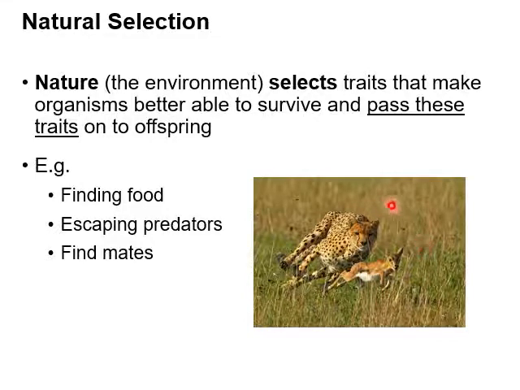And then traits that allow one to find mates are very important too, because even if this cheetah is doing a really good job of eating this impala, if this cheetah is not very desirable to other cheetahs in a sexual, romantic way, then this cheetah is not going to pass its traits onto its offspring, because it's not going to have any offspring, because no other cheetahs are willing to have sex with it. So finding mates is very, very important. And we're going to come back to that in a little bit when we talk about something known as sexual selection.